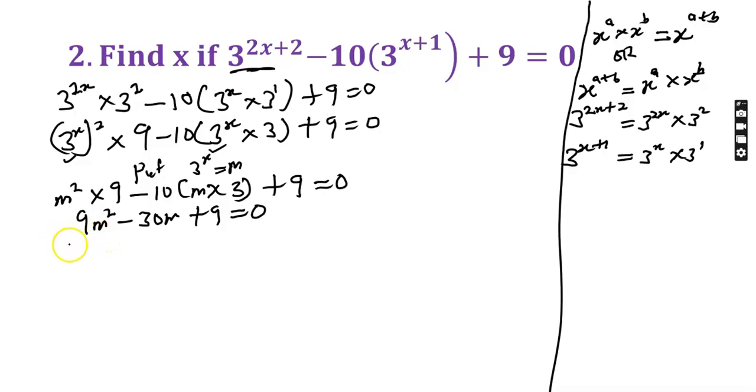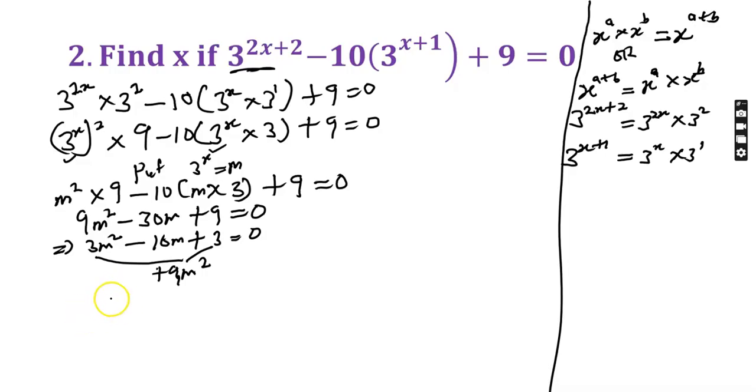So if I divide everything by 3, if I divide 9m squared by 3, I will have 3m squared. If I divide 30m by 3, I have 10m, plus, if I divide 9 by 3, I have plus 3 equals to 0. So this is a quadratic equation, in this case, when our a is not equal to 1. So I'll multiply this times this. So that gives me 3m squared times plus 3, that will give me plus 9m squared.